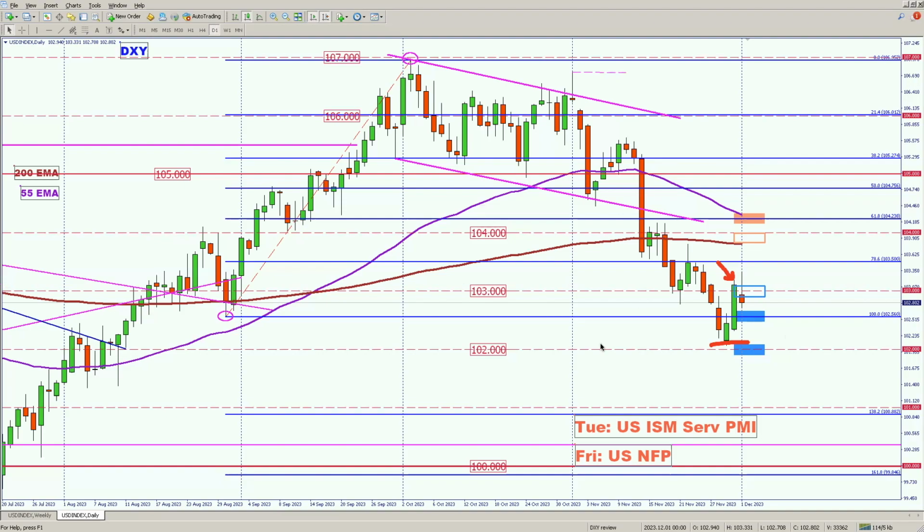So this week is a key one with more data from the US before the Fed's meeting in the middle of the month, and there's ISM services, and then Friday's jobs report. And it looks like it managed to recover, almost climb back up to the start of the week. Let's take a look at the weekly time frame.